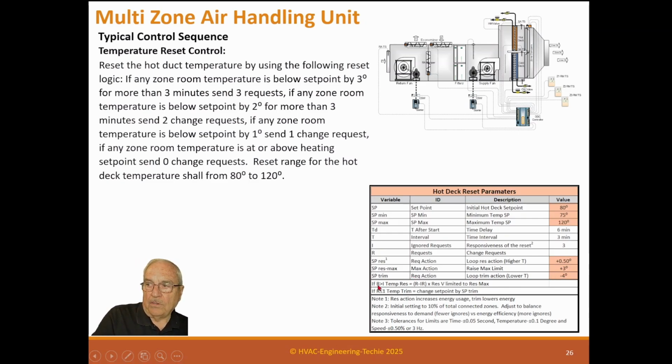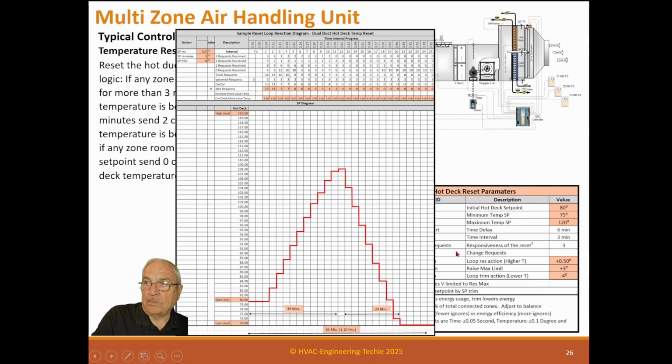So if requests R are greater than the ignored requests IR, then the temperature changes by (R minus IR) times the reset value. If R is less than 1, I mean, if you have no reset requests, then it's -4, so we're going down quickly. These are a little bit more aggressive. If your reset comes on at this 80 degrees and we need it hotter, it will start going up. And it took 39 minutes to get to maximum, and it took 24 minutes to come down.